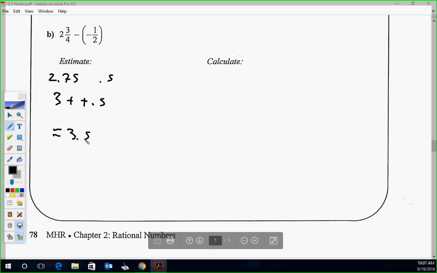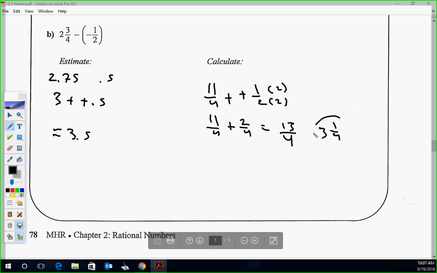So if we actually do it now, 2 times 4 is 8, plus 3 is 11. So I have 11 over 4 minus a minus 1 over 2. We're going to add, give that a 2 and a 2 to make it a fourth. So 11 over 4 plus 2 over 4, 13 over 4. Perfect. As a mixed number, that's 3 and 1/4.